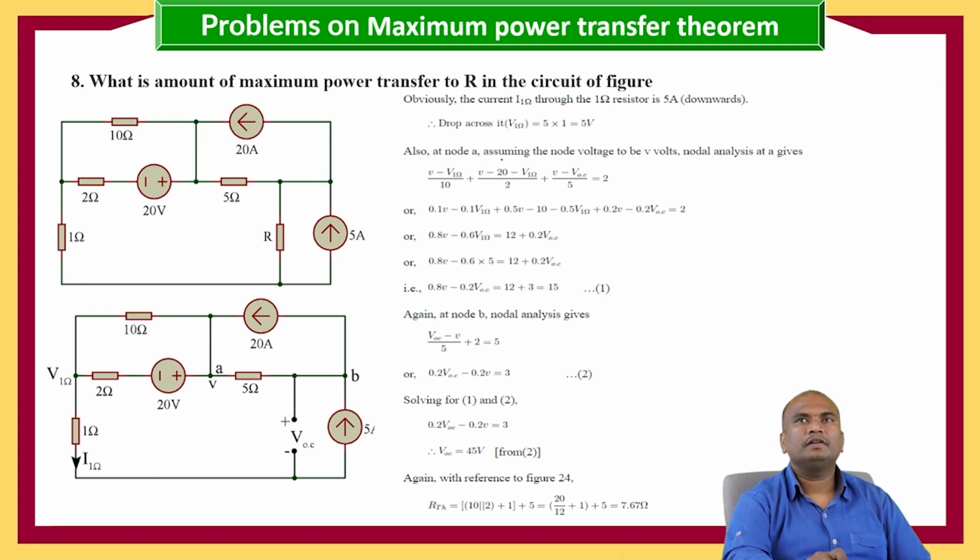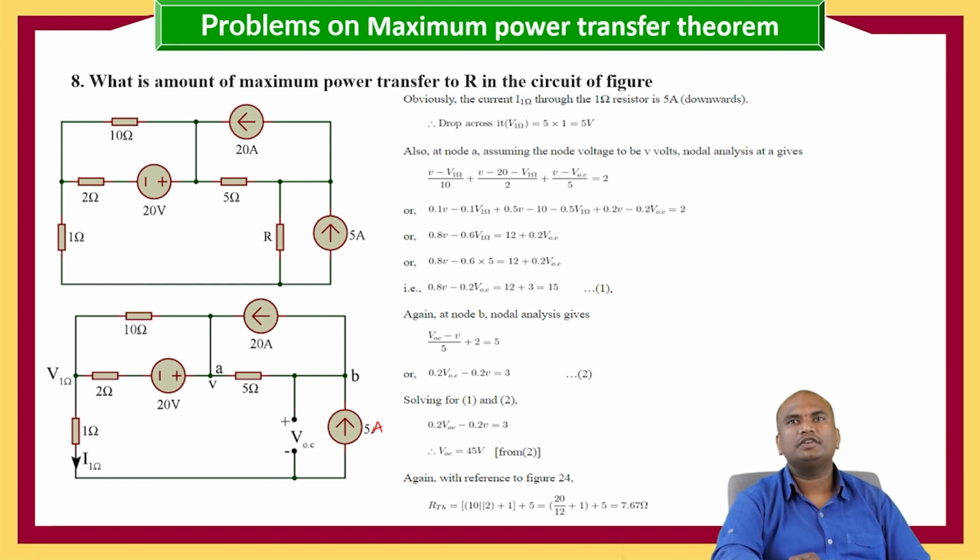Also at node A, assuming the node voltage to be V volts, nodal analysis gives that V minus V 1 ohm by 10 plus V minus 20 minus V 1 ohm by 2 plus V minus VOC by 5 is equal to 2. If we substitute this V 1 ohm value, because here only one current source is flowing, because of this current of 5 amperes, we are going to get here 5 volts. If we substitute all the values, we will get 0.2 VOC minus 0.2 V is equal to 3. This is our equation number 2.